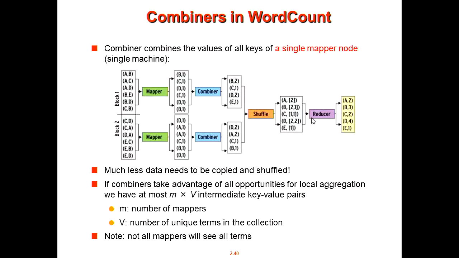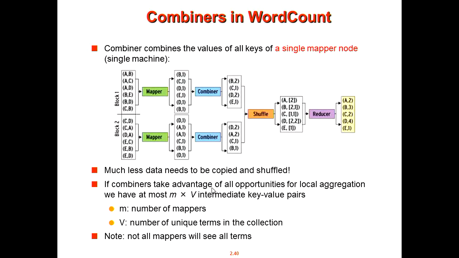And then the reducer will do further aggregation. So much less data needs to be copied and shuffled. That's why combiners are very useful in MapReduce in many problems, in order to get better efficiency.